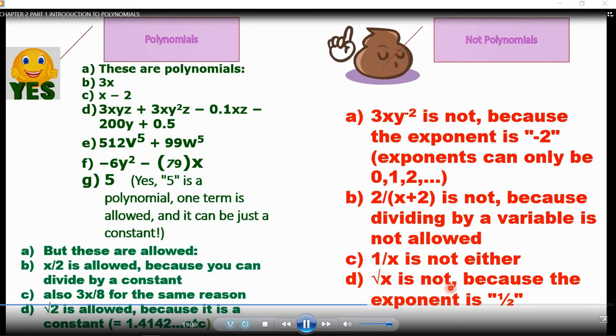Root x is not allowed because the exponent is half. Half is again a fraction, and you cannot have fractions as exponents because they are supposed to be only positive integers. I told you, integers itself means fractions are not allowed. If you had written 2 raised to half, then it was not allowed. But if you write this value, then it is allowed.